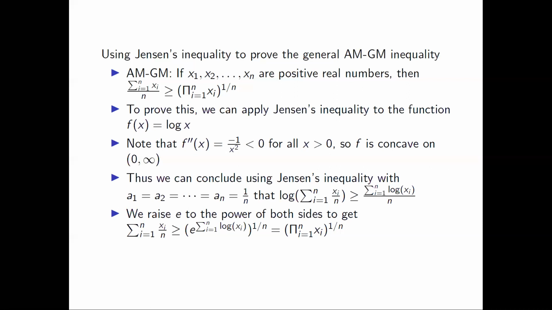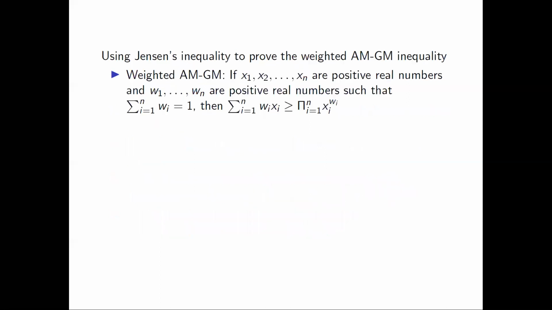But we can actually prove a more general version where, instead of using equal weights, all equal to 1 over n, we allow any weights. So we call that the weighted AMGM inequality.